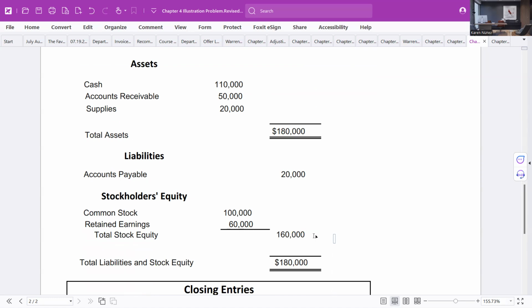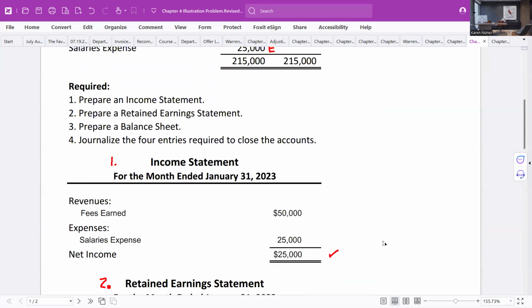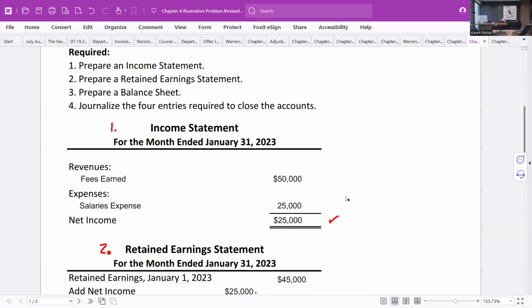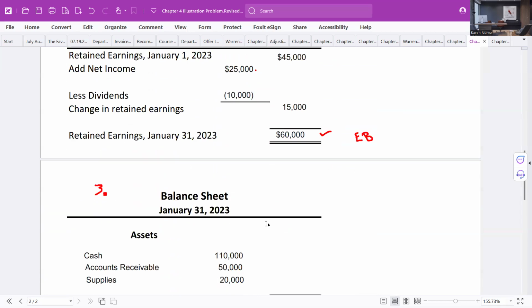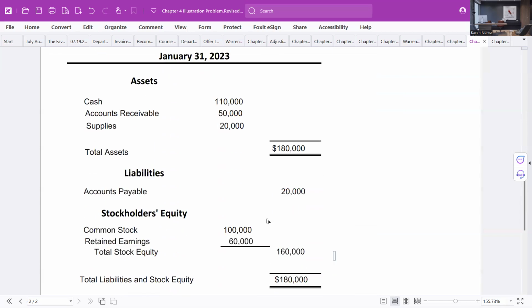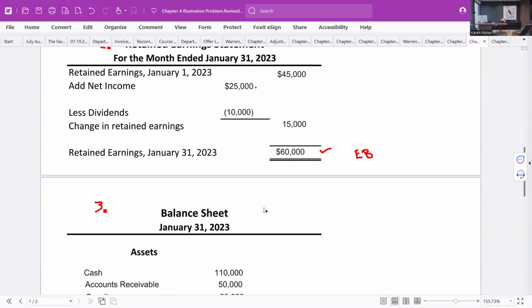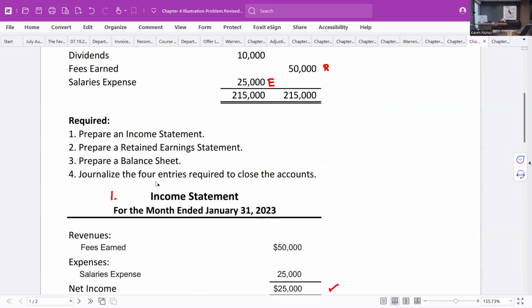So again, two things in this chapter we're focused on: preparing financial statements, and we just did three of them, right? We just did the income statement, which is revenues minus expenses. We did the retained earnings statement, which is beginning balance plus income. If it was a loss, we'd subtract the loss, minus the dividends. And now we did the balance sheet, assets, liabilities, and equity. And then the last step here, number 4, we need closing entries.